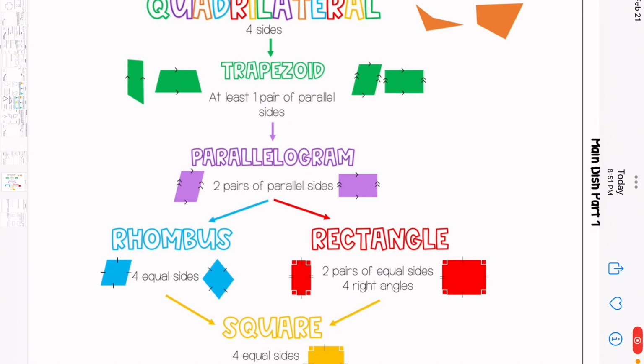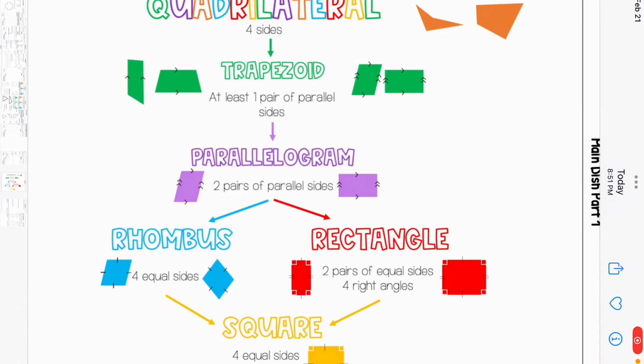Now on the other side of that, another type of more specific parallelogram is a rectangle. So what's specific about this one is that it has 2 pairs of equal sides, so not all 4 equal sides, but its opposite sides are equal, and then it has 4 right angles. And then lastly, our most specific type of quadrilateral is a square, because it kind of morphs together both what the rhombus and the rectangle are. It has 4 equal sides like the rhombus, but it also has 4 right angles like the rectangle.